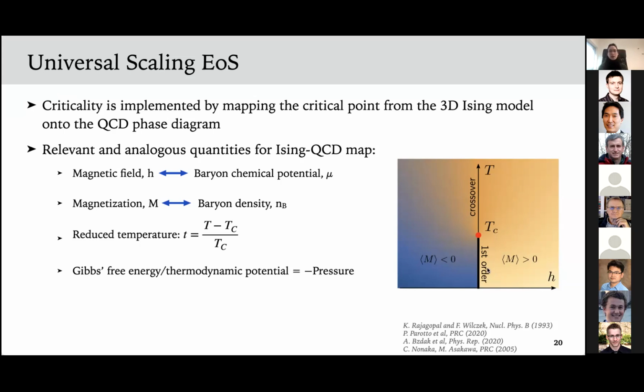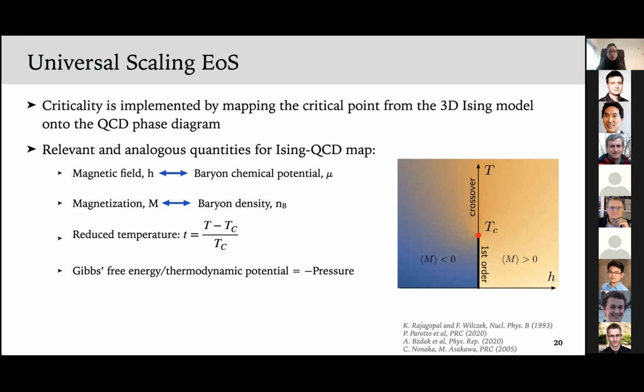The phase diagram for the Ising model is shown over here in this plot on the right. And this is analogous to the QCD phase diagram when we consider that the magnetic field in this Ising magnetic system is an analog to the baryon chemical potential, and the magnetization, the order parameter for the Ising model, is analogous to the baryon density. In our approach, we utilized not the temperature, but the reduced temperature. This reduced temperature will shift down the critical point to the origin of the Ising model phase diagram.